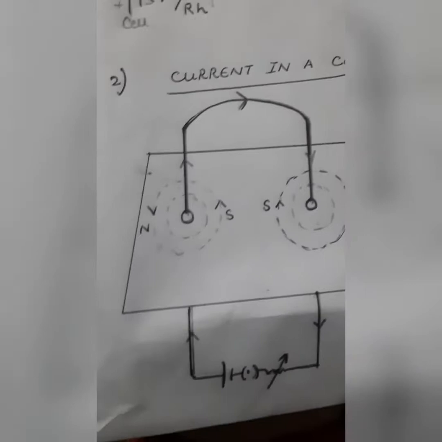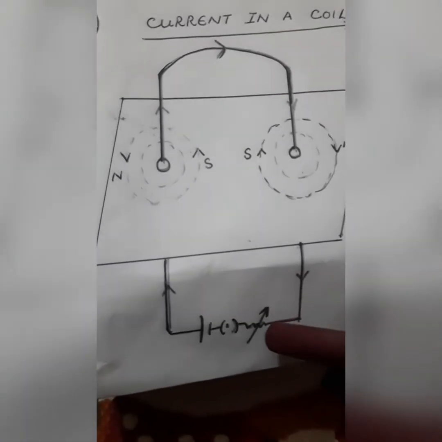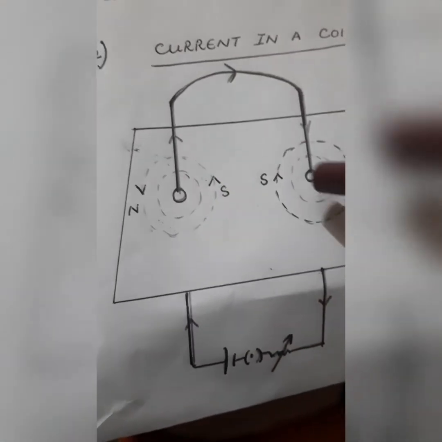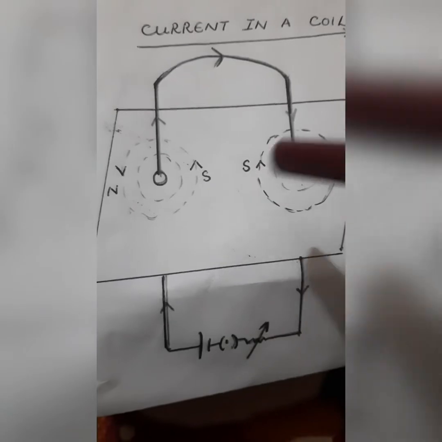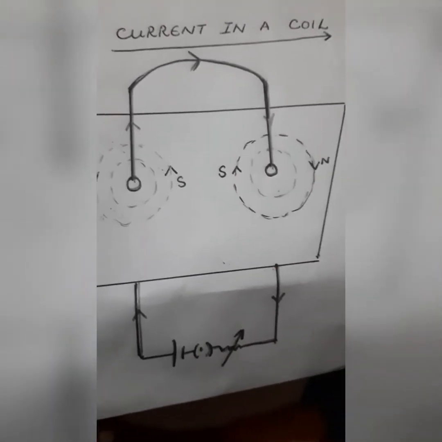Means it depends on two factors. First is the amount of current, which we can change with the help of the rheostat. And second, we can increase the number of turns. Means instead of one coil, we can connect two or three or four more coils.